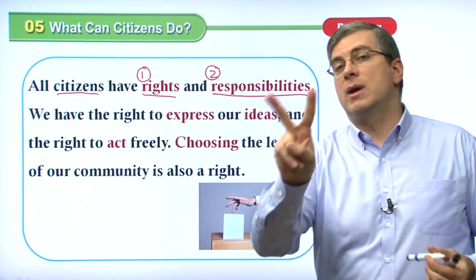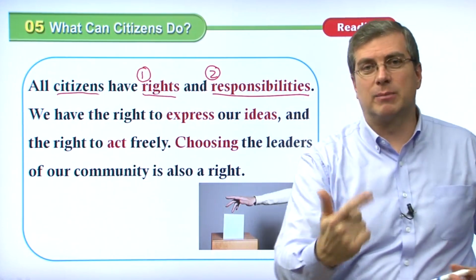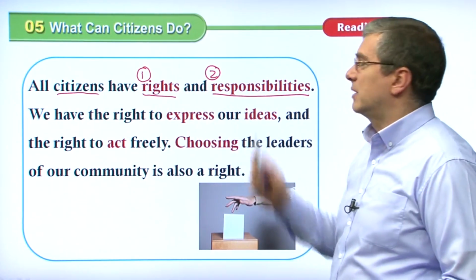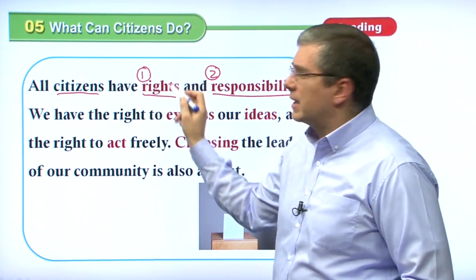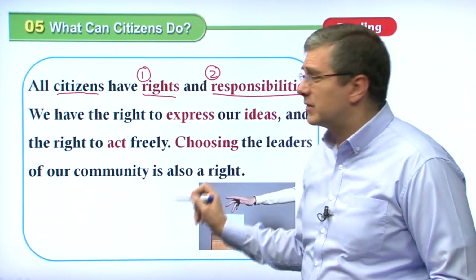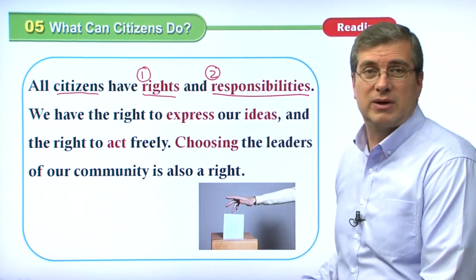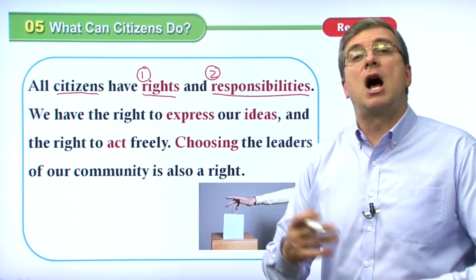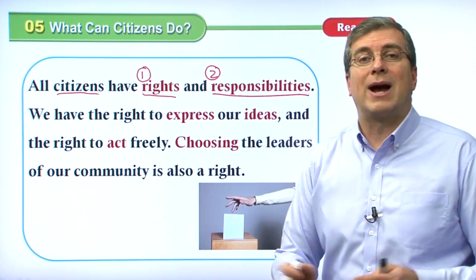All citizens, we are members of a society, members of a nation. We have two important things. One is rights, the other is responsibilities. So we have rights and responsibilities. First, notice the order. Number one is rights. So first we're going to talk about rights. Number two is responsibilities. So later we'll talk about responsibilities. That's common order. That's very good organization for a writing passage.